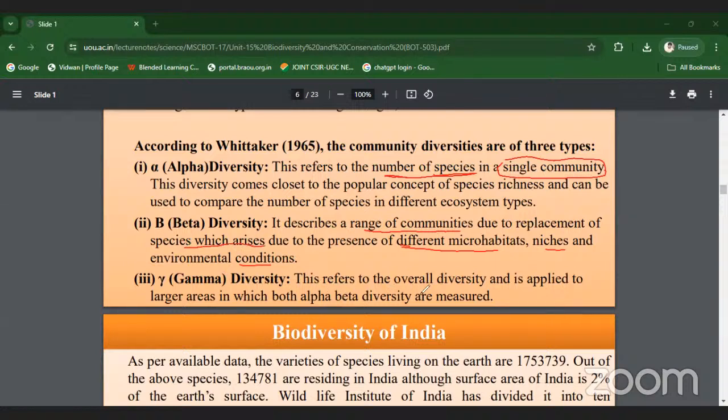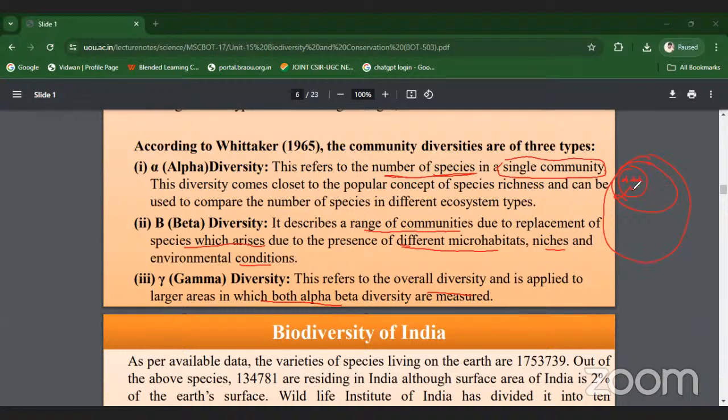Gamma refers to the overall diversity and is applied to a large area, covering both alpha and beta. If you take, for example, this field, in alpha only a single type of species is there. In beta, the species is the same, but the community, the area, is different.